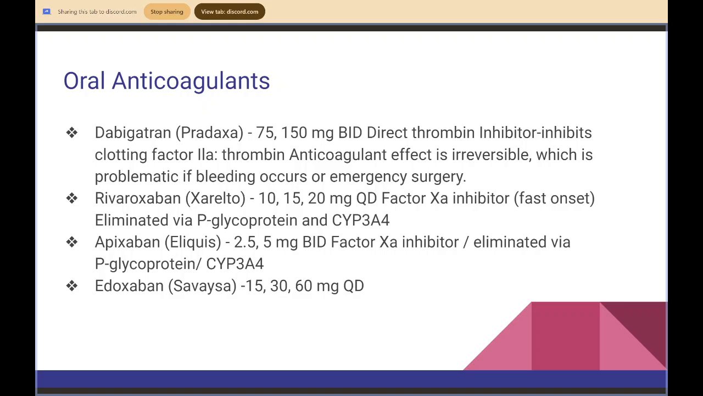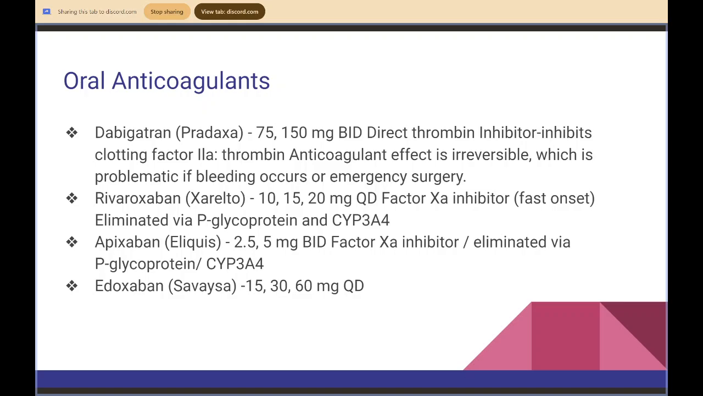So DOACs are oral anticoagulants, and the major ones that we'll be covering are going to be Pradaxa, Xarelto, Eliquis, and Savaysa. The generics are going to be dabigatran, rivaroxaban, apixaban, and edoxaban. So some background here with some doses and then their mechanism of action.